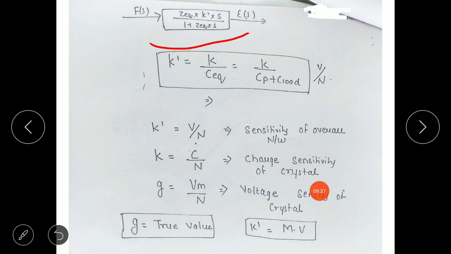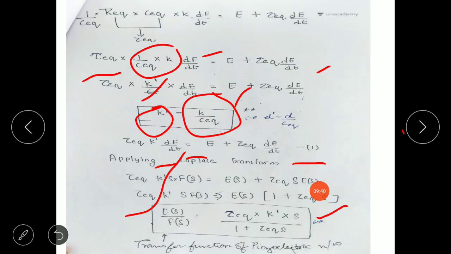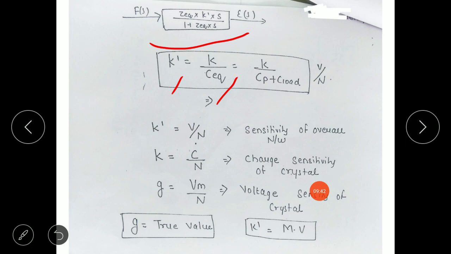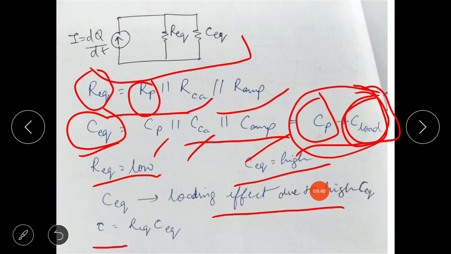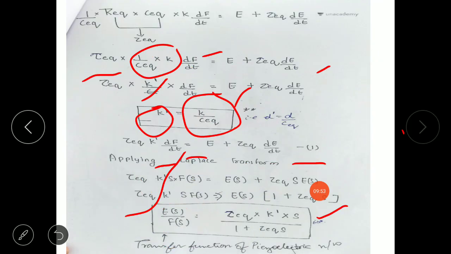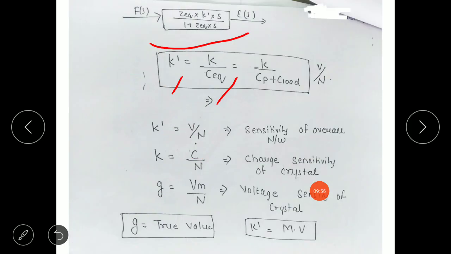Now I told you that K dash is equal to K divided by C equivalent in my previous slide, and what is C equivalent? C equivalent is Cp plus C load, as I've told you here also. So I've written it here also. C equivalent is Cp plus C load. And what is the unit of this K? The unit of K is volt per Newton. So this K dash, or if you are representing it with D, then this D dash is the sensitivity of the overall piezoelectric network.